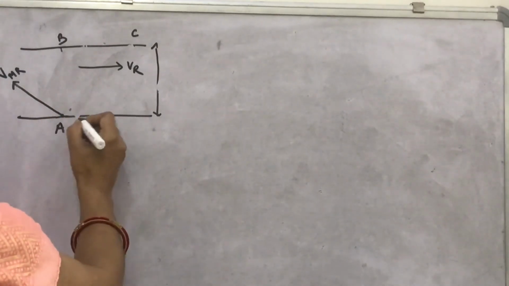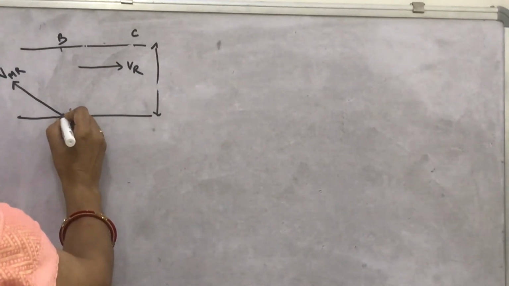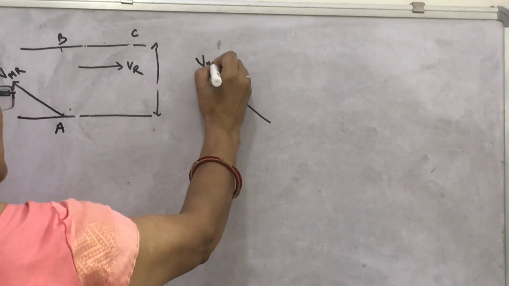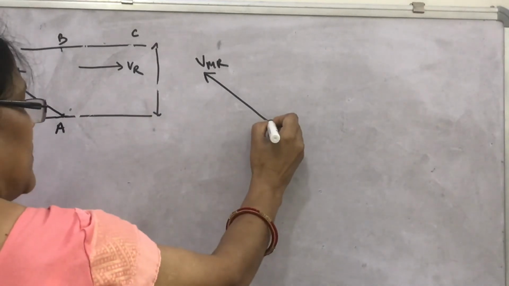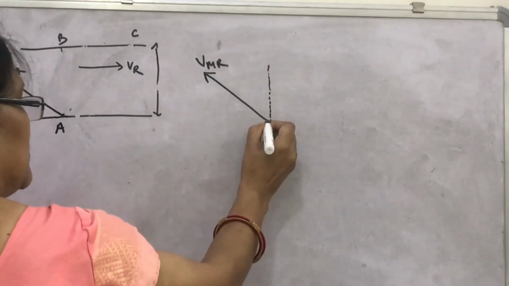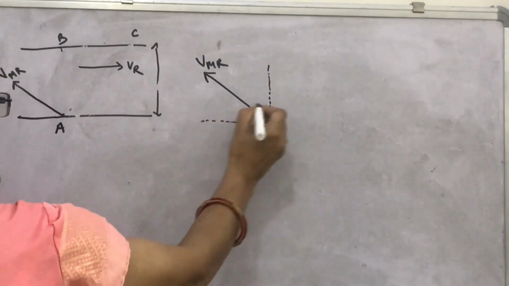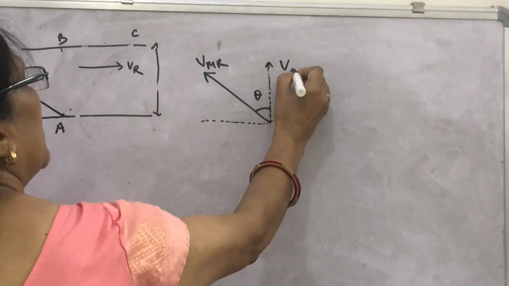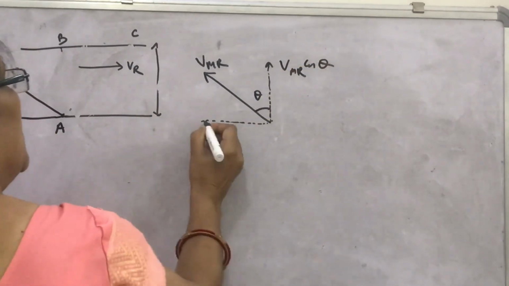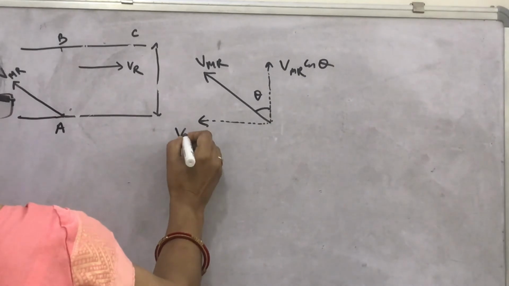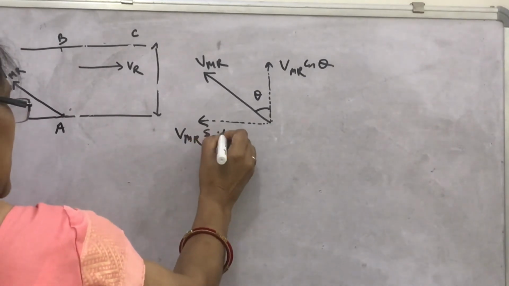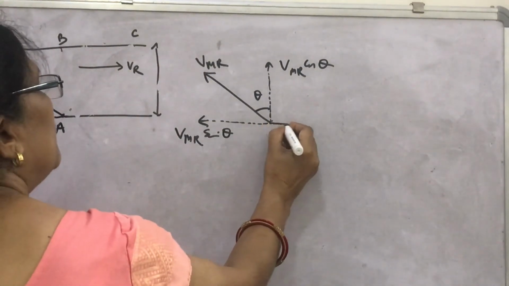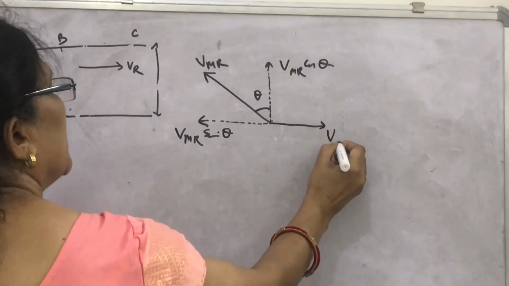You can draw the vectors component. So I am drawing here. Suppose this is the VMR. Take the vector component. So from the vertical, if this is the angle theta, what will be this one? VMR cos theta. And what will be this? VMR sin theta. What is here in this direction? This is the VR, velocity of river.